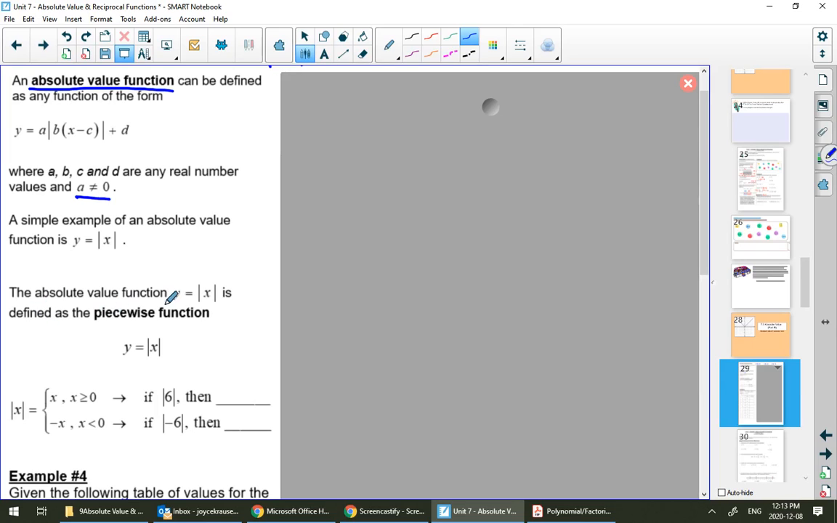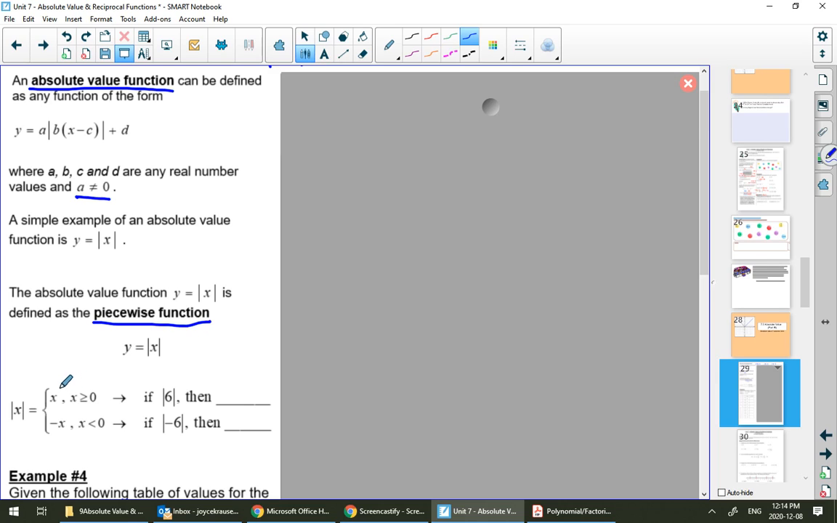Now, the absolute value function y equals absolute value of x is defined as a piecewise function. We're going to talk about piecewise functions in much more detail in a later lesson, but right now it's important that you know an absolute value function is an example of a piecewise function. So y equals absolute value of x has to be broken into two sections because we have to consider what happens to the graph when x is positive and what the graph looks like when x is negative.